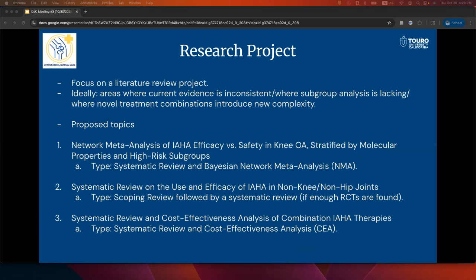The second one is a middle route. It's a scoping review on the use and efficacy of IHA in non-knee and non-hip joints, because those are the two that people use it in most. Maybe looking at shoulder joints or joints in the hand, etc.